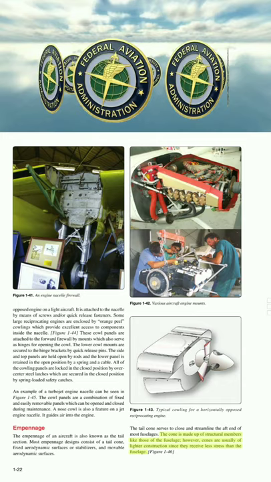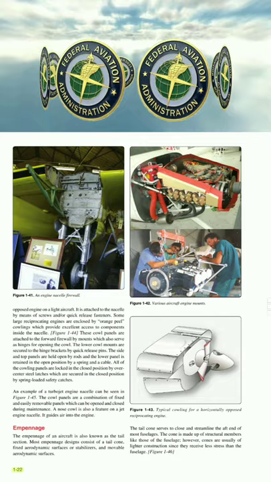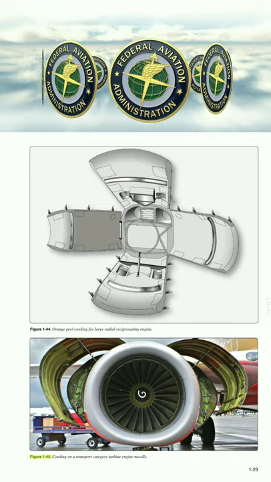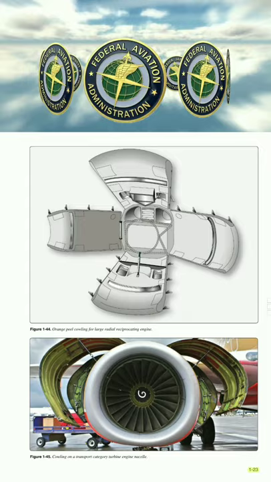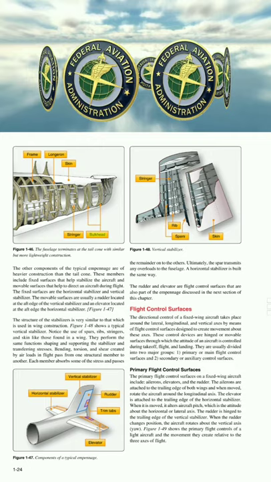Figure 146. 122. Figure 144. Orange peel cowling for large radial reciprocating engine. Figure 145. Cowling on the transport category turbine engine nacelle. 123. Frame. Momurin. Skin. Stringer. Stringer. Bulkhead. Rib. Spar skin.